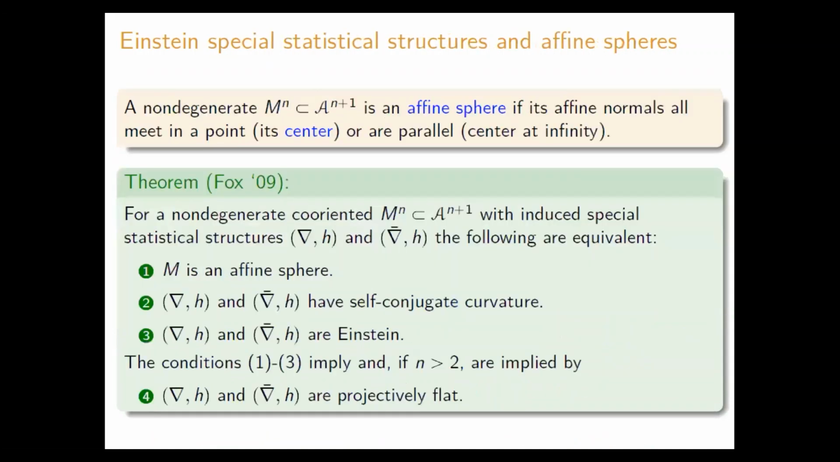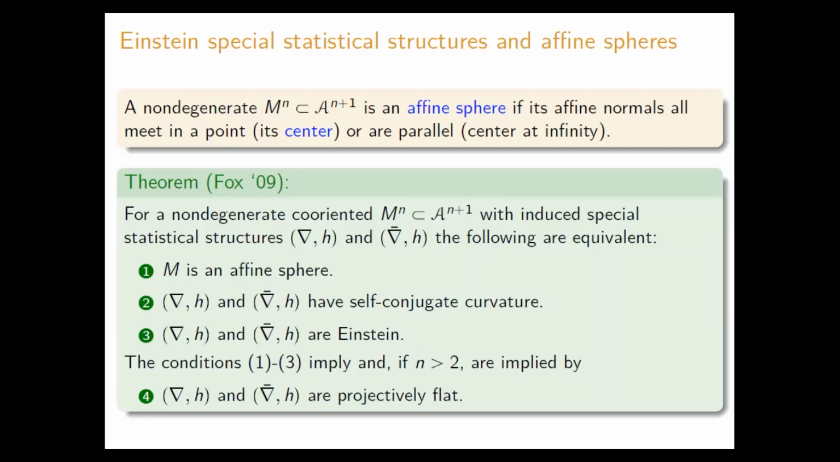And the good geometric, so I'll define what an affine sphere is on the next slide, but let me just say this first for those who already know what affine spheres are. So I'll define it here, but I'll explain examples. An affine sphere is an affine hypersurface whose affine normals all meet in a point or all are parallel. And so in the next slide, I'll explain how to think about them. But the result here is that for a hypersurface in flat affine space, the special statistical structures, these conditions are equivalent. The hypersurface is an affine sphere.